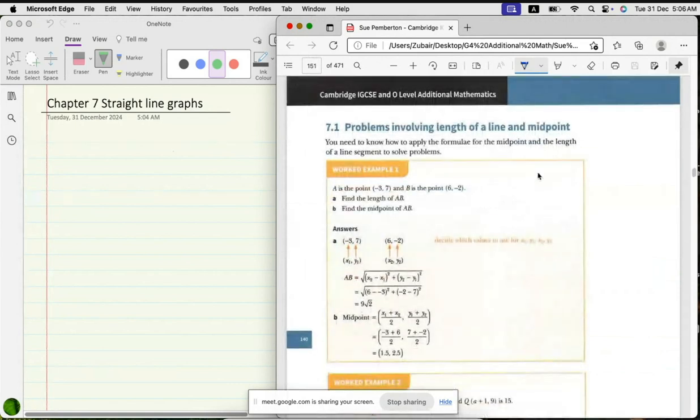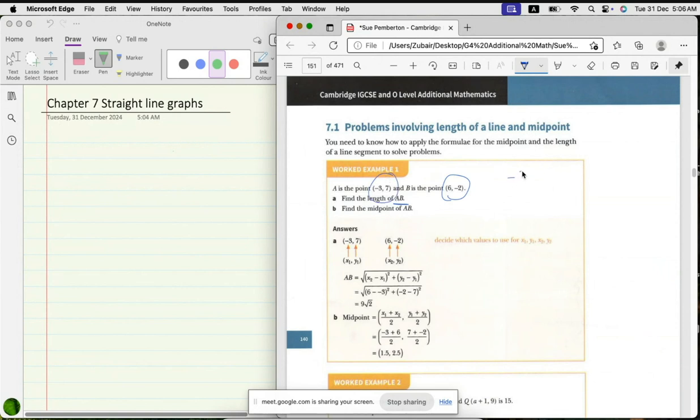Problem solving involving length of line and midpoint. You need to know how to apply the formula for the midpoint and length. Straight away, it is just finding the length, so we just apply the distance formula on the given points. I have these two, minus 3, 7 and 6, minus 2. Let me take this as the second point.